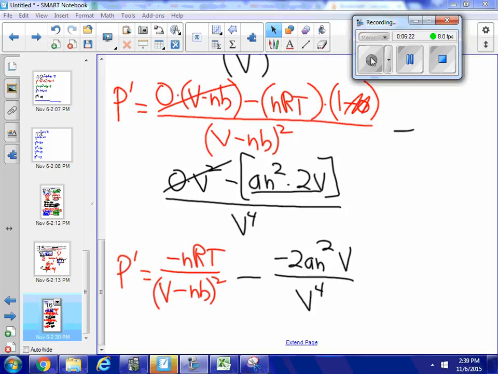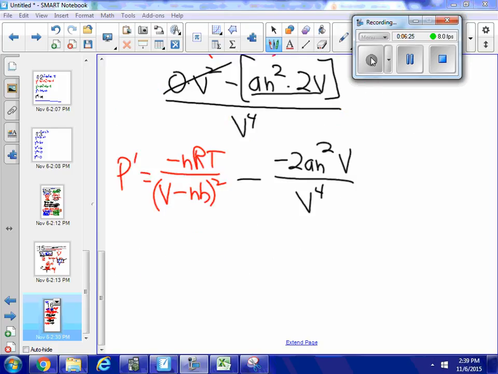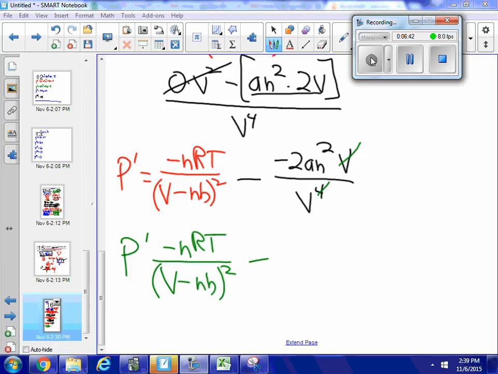Well, that's looking pretty good. And the only thing I think I can simplify, and now I'm going to write it in green since I'm getting the green light here, is I have negative nRT divided by V minus NB squared minus, well, I have a single power of V here and a power of V to the fourth there, so it would be minus, but it's a negative and a negative, that makes it a plus 2AN squared divided by V cubed. And this is the answer.